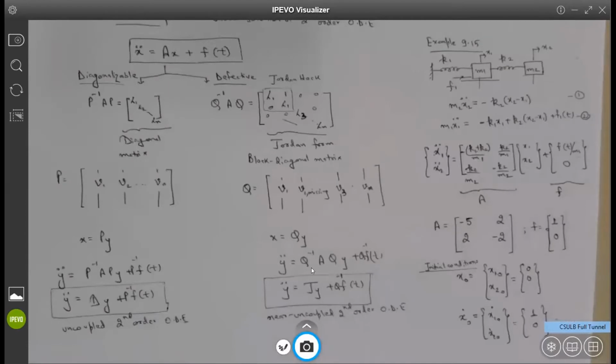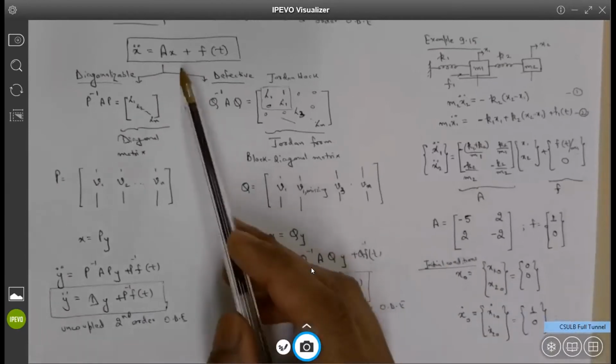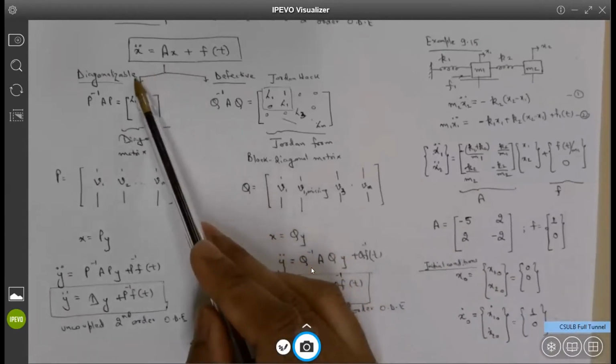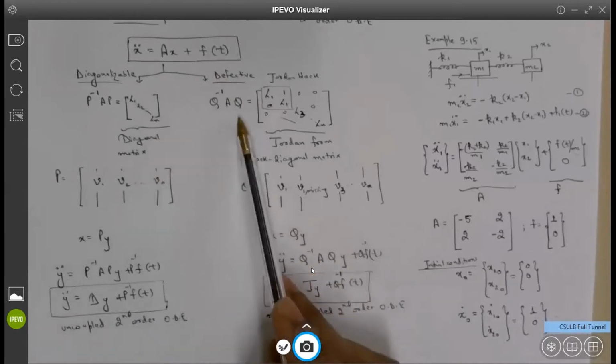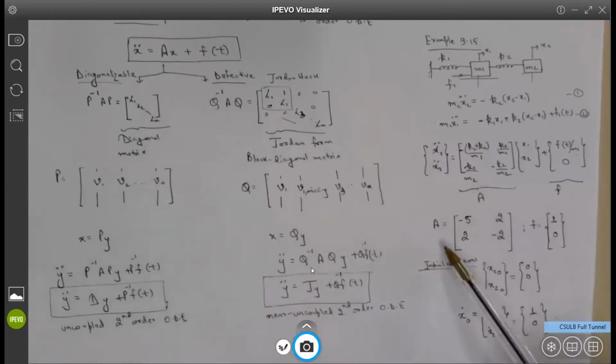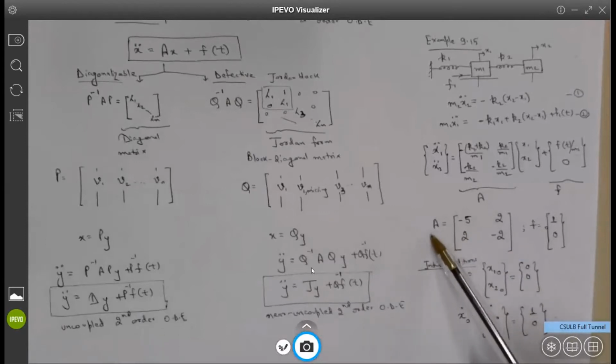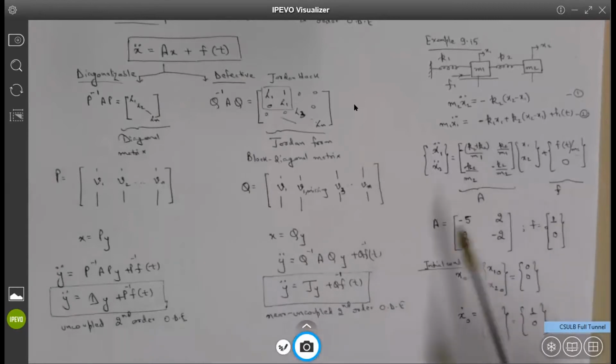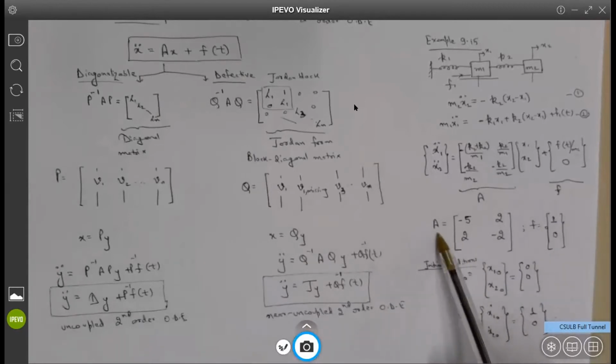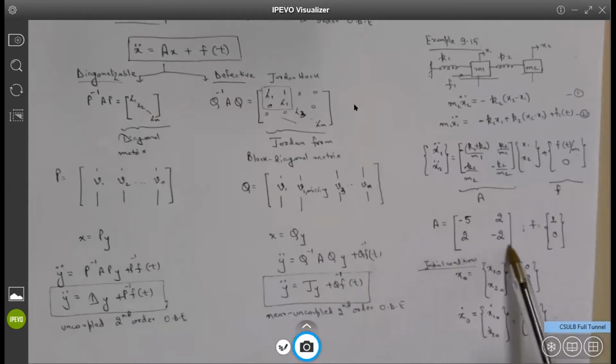Hi, yes, I'm here. So I said that depending on whether A is diagonalizable or defective, you have to follow this route or this route. So how do I know that? How can we detect whether our A is diagonalizable or defective? What should we do? Can you describe whether A is diagonalizable or defective?